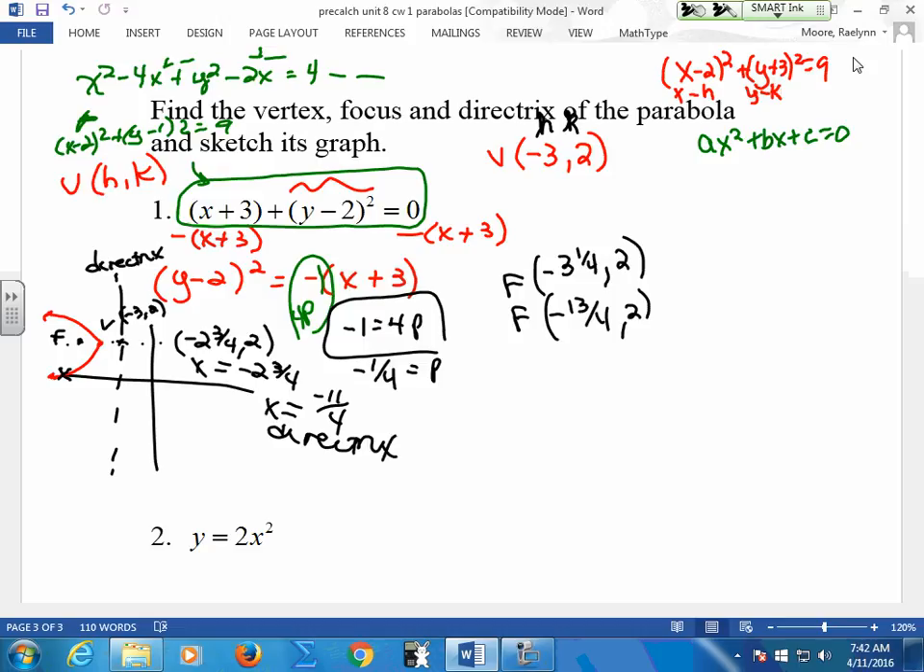So we found your focus. We found your directrix. We know that this opens left. Your axis of symmetry passes through this guy here. Your axis of symmetry is y equals 2. Just like you did on your other parabola. Remember when it cut through the focus? The vertex? It went this way. Axis of symmetry. And that's it. That's all you have to know.